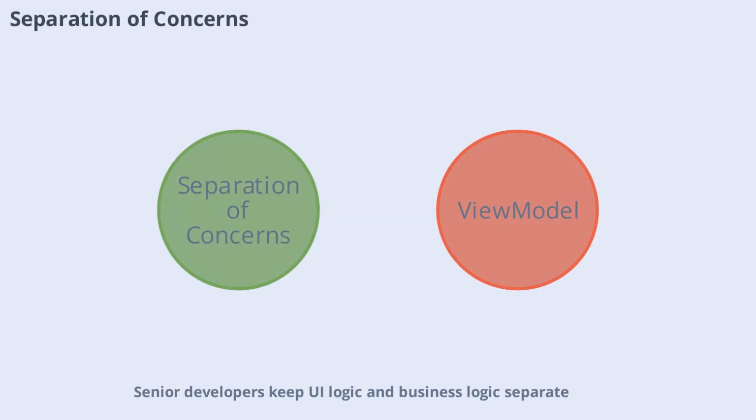Senior developers keep UI logic and business logic separate. They use view models and state holders to manage data, keeping composables focused on rendering. This separation makes code easier to test and maintain.